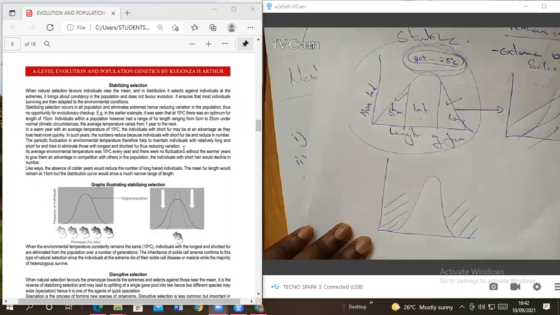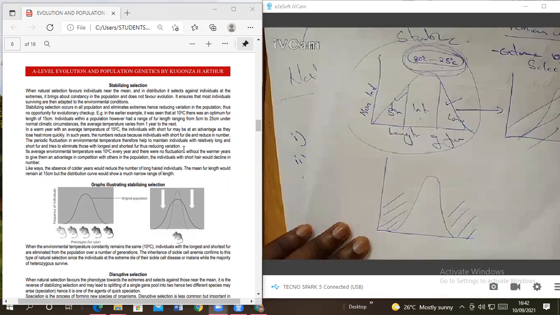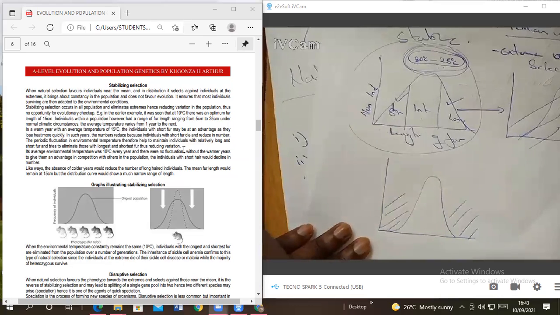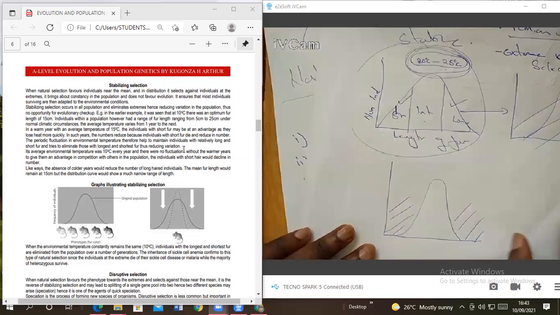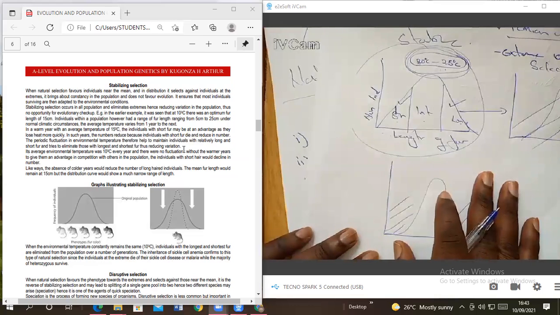Have you understood that? It means during stabilizing natural selection, the selection pressure favors the intermediates and eliminates the extremities. This will only occur when the environmental conditions remain uniform for a long period of time. The most common example is human weight and percentage mortality.